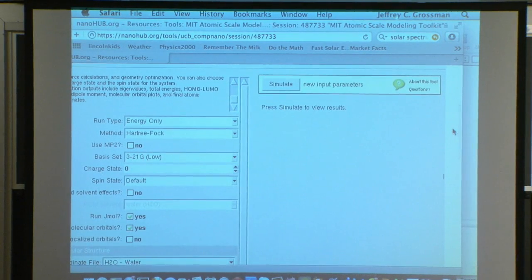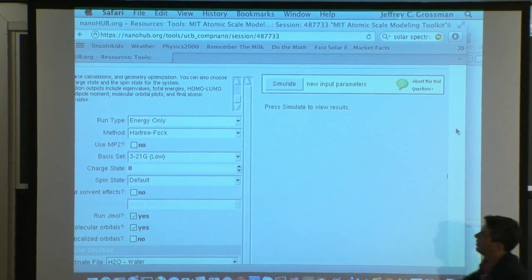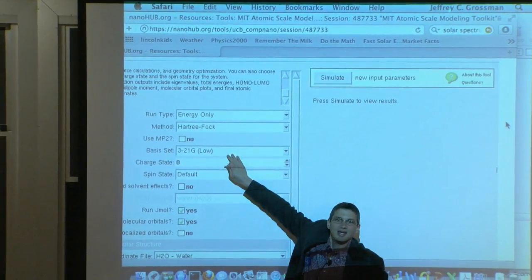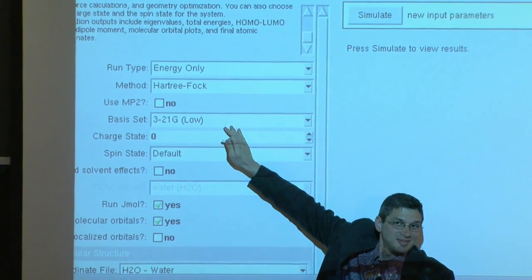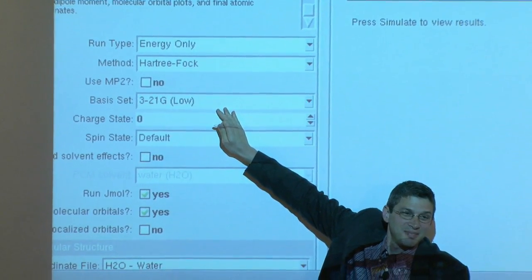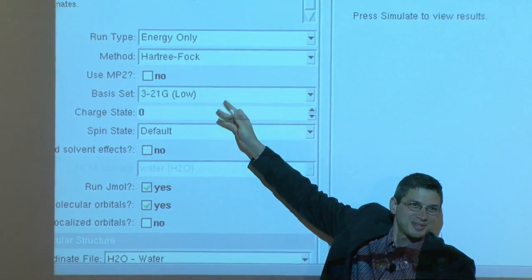And here are some inputs. Okay, so we'll work with water. That's the basis set. Low means like what? Do you think that's good or bad? Yeah, it's not very good. Medium and high. Those are the three options.